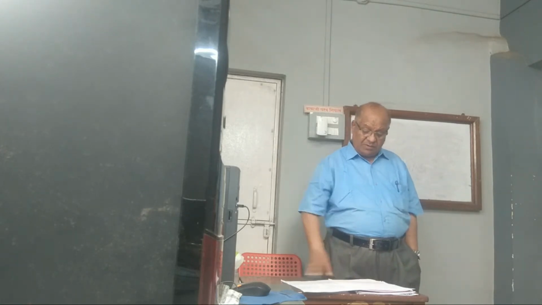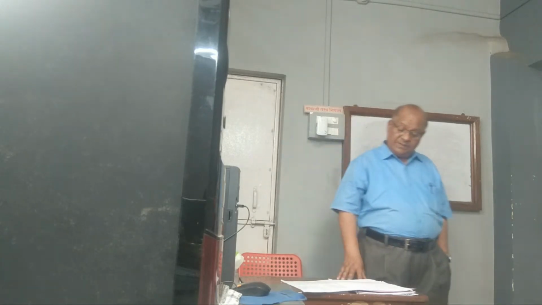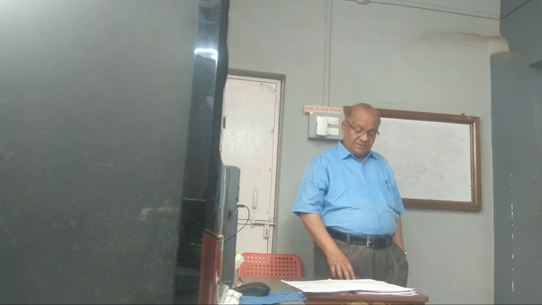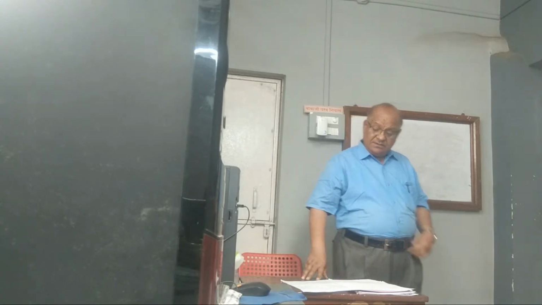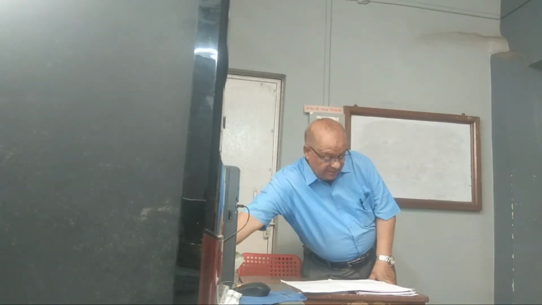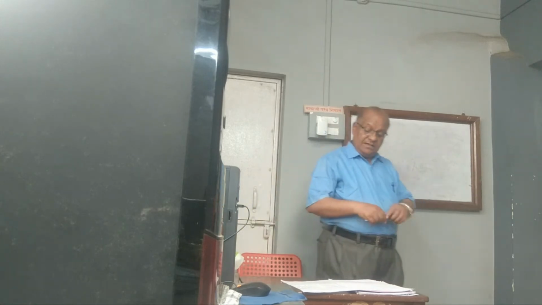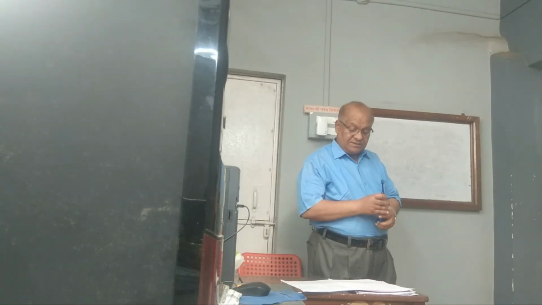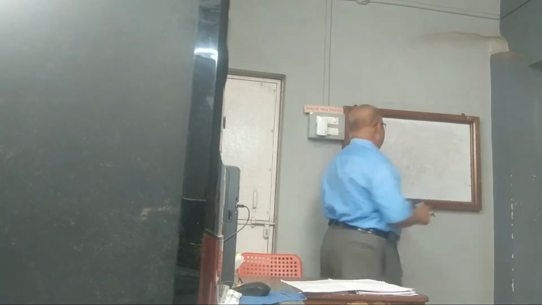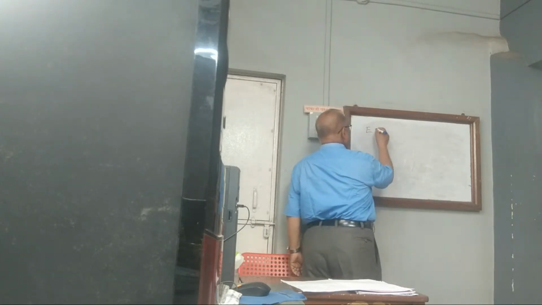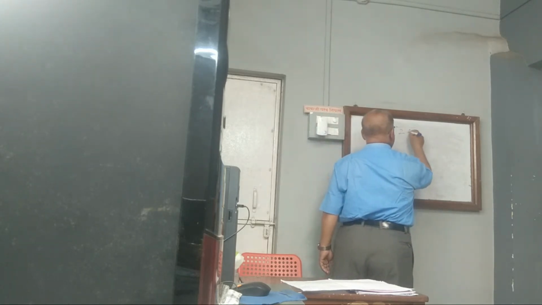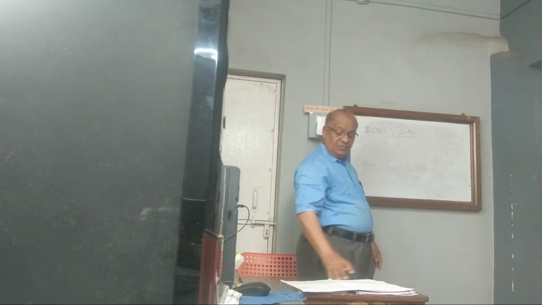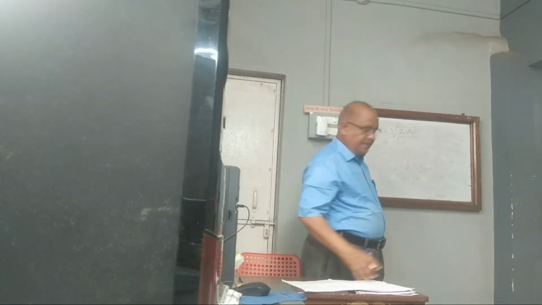Then they can ask one problem to you. From the following information, they ask us to find the economic order quantity. For that, they give you the annual consumption in units, the ordering cost, and the carrying cost. For the economic order quantity, the formula is EOQ equals the root of 2AO divided by C.